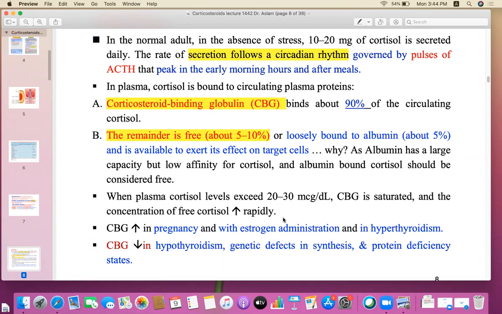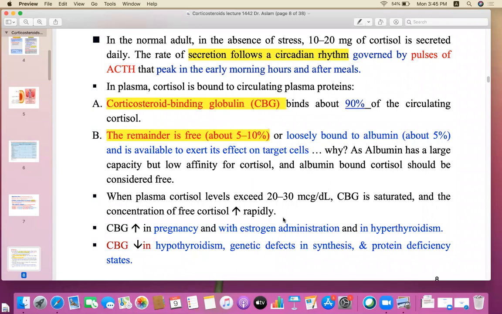Please correlate this. It may be an MCQ from the exam point of view. In the MCQ, please think carefully about corticosteroid binding globulin. If the globulin is saturated, the cortisol is not bound to the plasma protein, and it goes to the blood free, and the free drug is pharmacologically active.